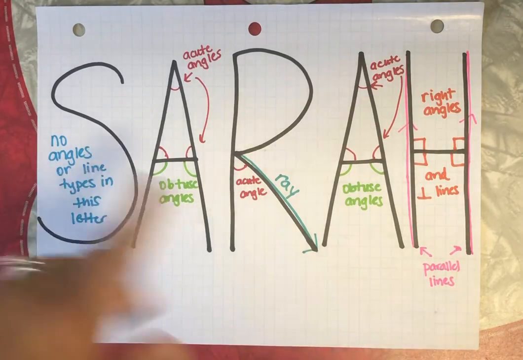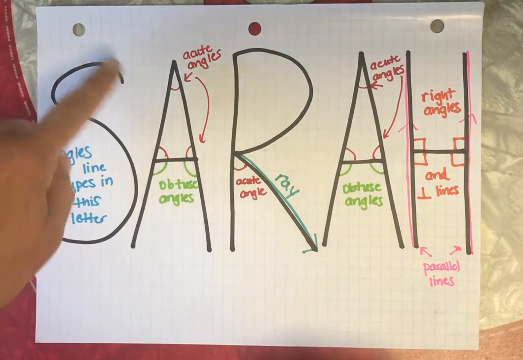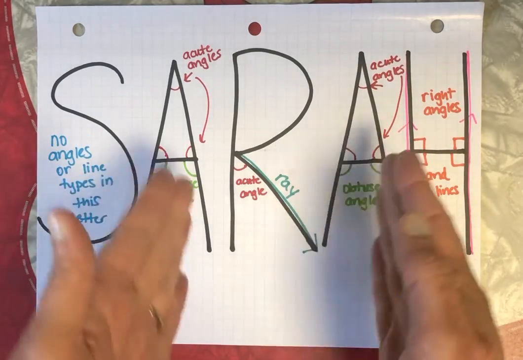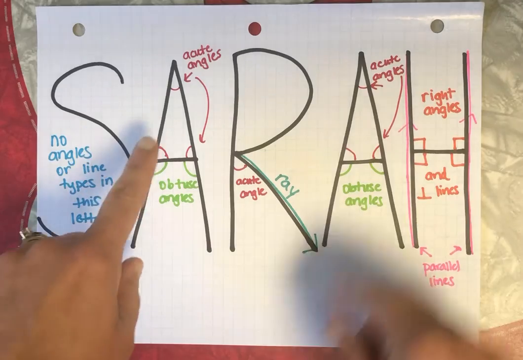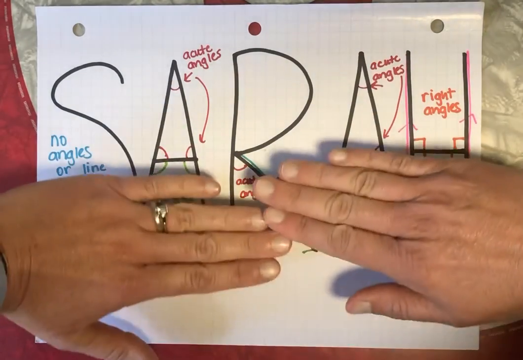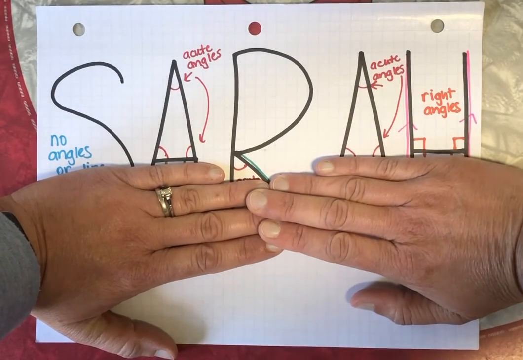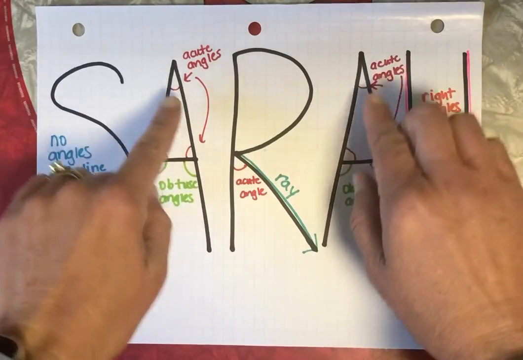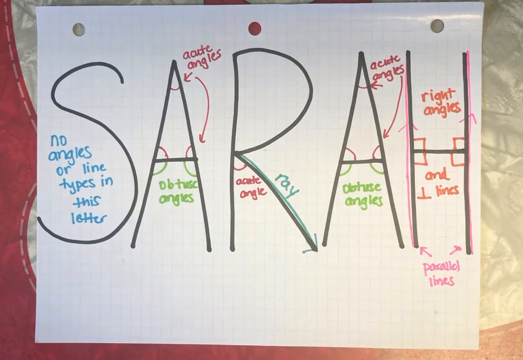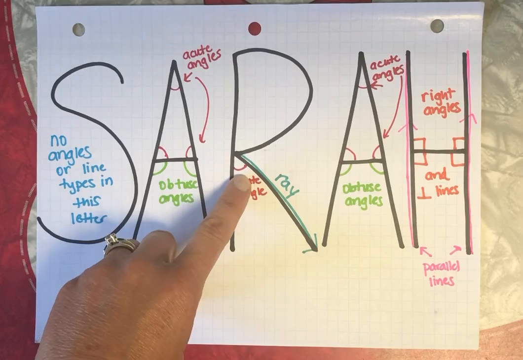Now on my S, I had nothing, no angles, no line types in this letter. S is just a curve. I have 2 A's, so that worked out. I made sure that they were exactly the same. And I noted that my A's had 3 acute angles in the top of the A. This is actually a triangle type that we're going to be learning about pretty soon. But I noted my acute angles and I labeled all of them with red just because I wanted to make sure that I could see that all of those were red. And then I found another acute angle in my R.